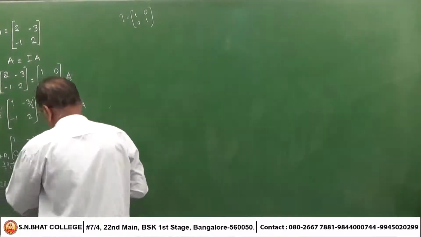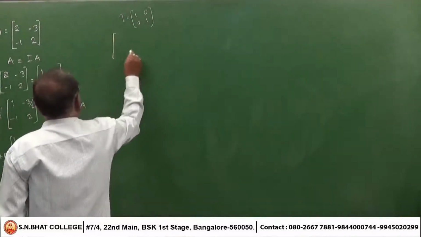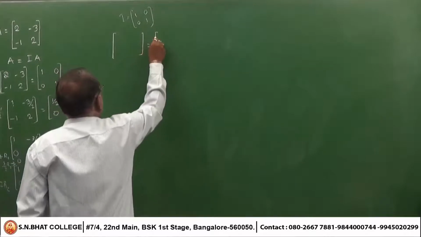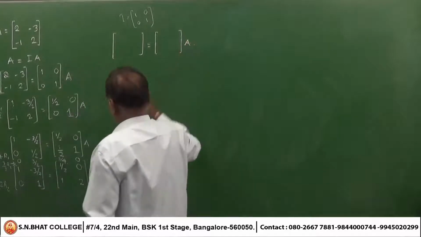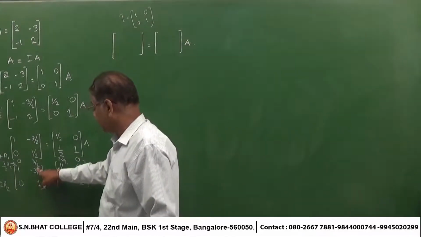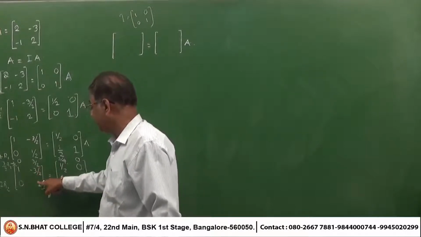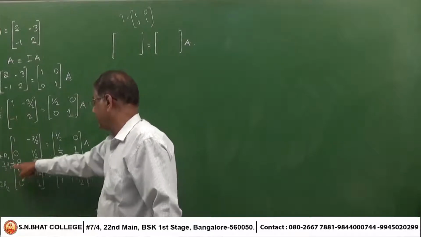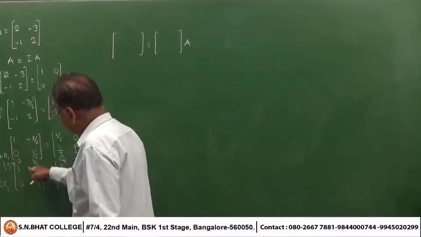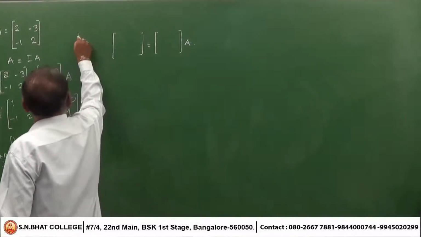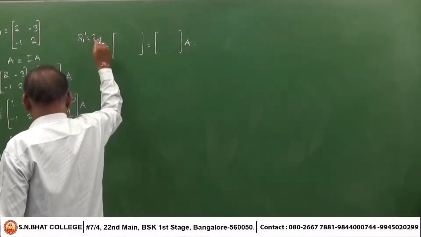Next, I have to make this element to be 0. This is in R1. You have to write the row operation for R1. To make this element to be 0, we have to make this element 3 by 2. Therefore, multiply R2 by 3 by 2. 3 by 2 R2 I have calculated here. Next, this minus 3 by 2 in R1. Therefore, R1 dash is R1 plus 3 by 2 R2.